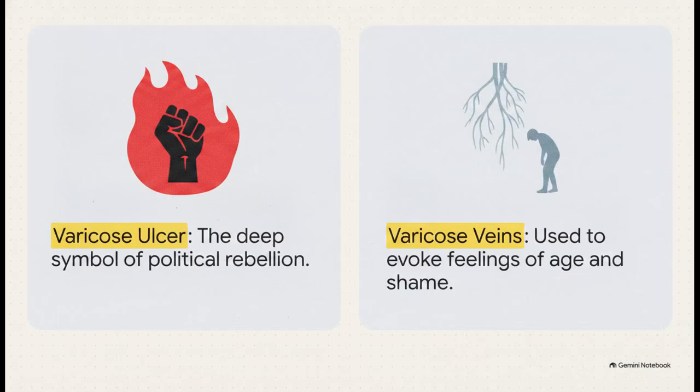And just to prove how unbelievably intentional Orwell was with his wording, look at this comparison. Orwell carefully distinguishes the varicose ulcer, the symbol of deep political rebellion, from varicose veins. He only uses the term varicose veins twice in the entire book, and both times it has absolutely nothing to do with rebellion. Instead, he uses it to evoke ordinary feelings of age, physical shame, and self-reproach when Winston is undressing in front of the younger, beautiful Julia. The words themselves are chosen to evoke entirely different emotional responses.